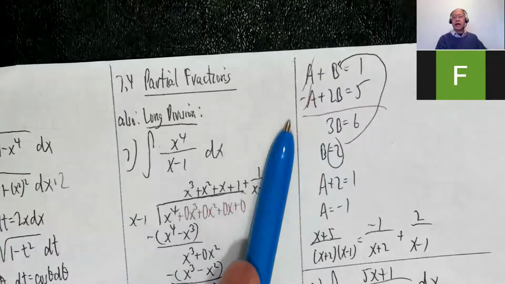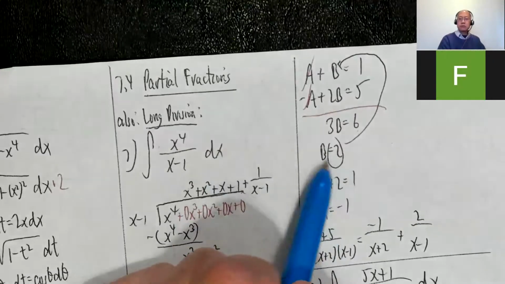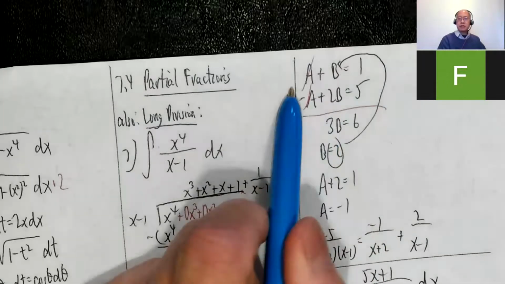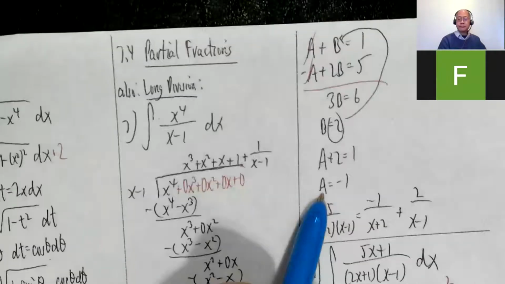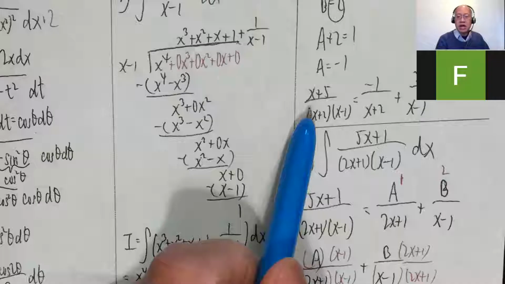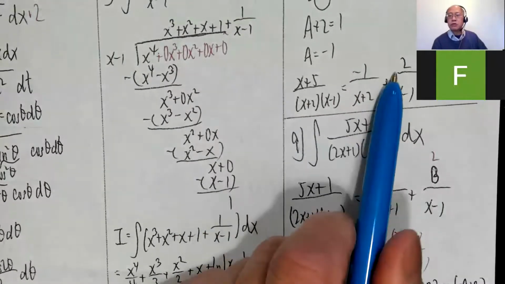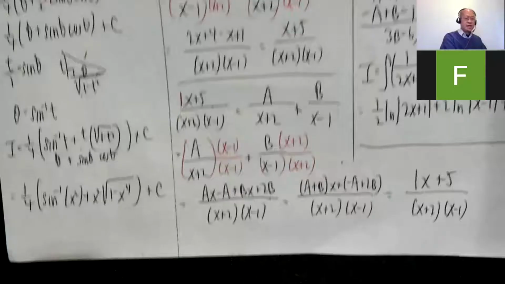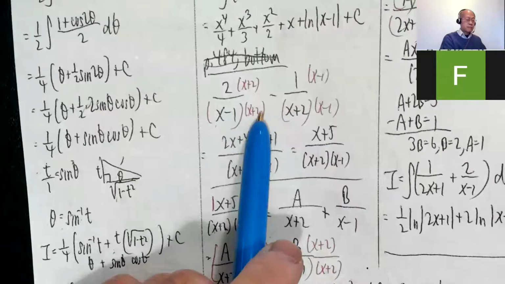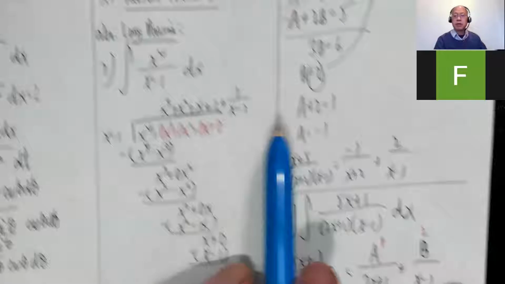Okay, so in this case, just add them up. A's drop out. 3b equals 6, which means b is 2. And substitute 2 back into here, I guess. A plus 2 equals 1, so a is equal to -1. So I found a and b. So x plus 5 divided by x plus 2, x minus 1 is -1 over x plus 2 over x minus 1. And that is exactly what I anticipated way back over here. Okay, so that's the major idea behind so-called partial fractions.